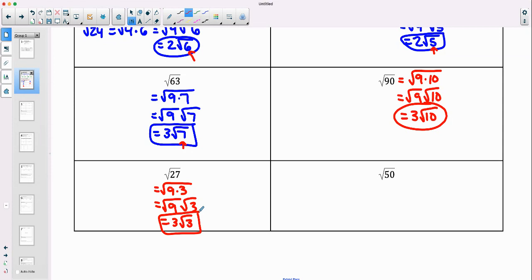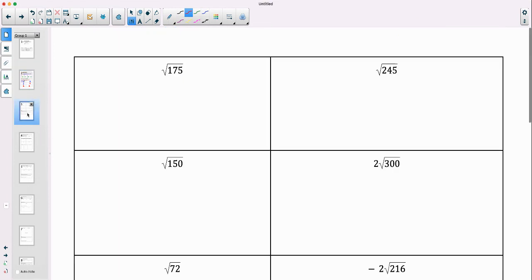So the biggest number in the list that's going to go into 50 is 25. We can do 25 times 2. So that's the square root of 25 times the square root of 2, which is 5 square root of 2. So again, just to remind you what we're doing, if you type 5 square root of 2 in and square root of 50 in, you get the exact same decimal both times. All right, so that's the first few examples. We'll move on and try a few more.